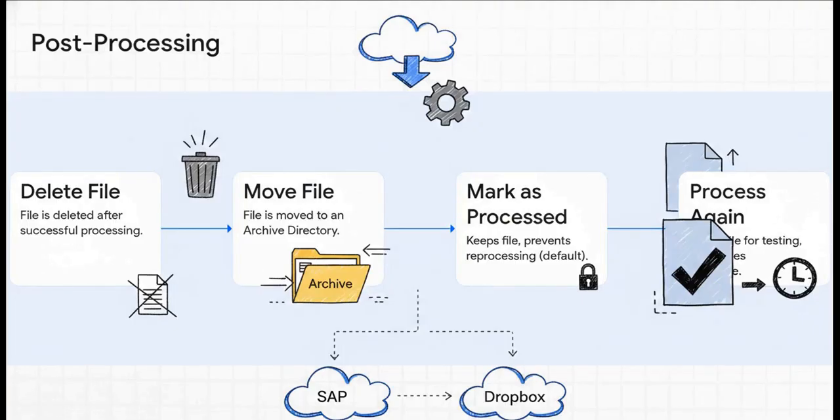Okay, so your integration runs perfectly. It grabs the file. Now what? What happens to that original file back in Dropbox? You definitely don't want to process it over and over again. This is where post-processing is key.